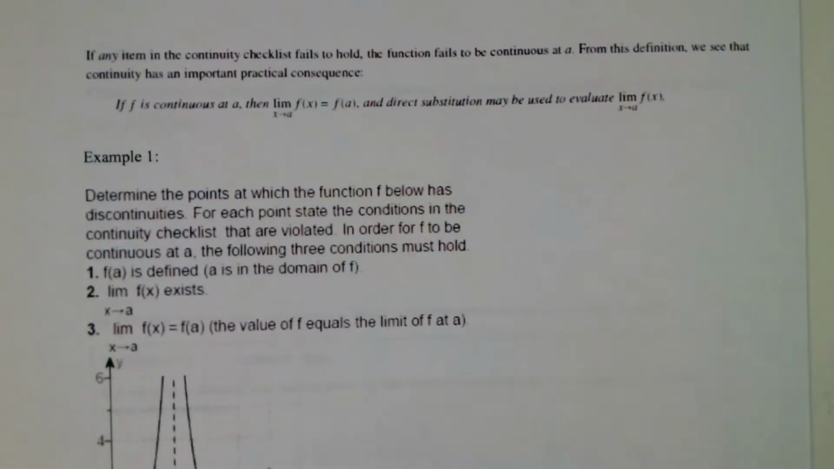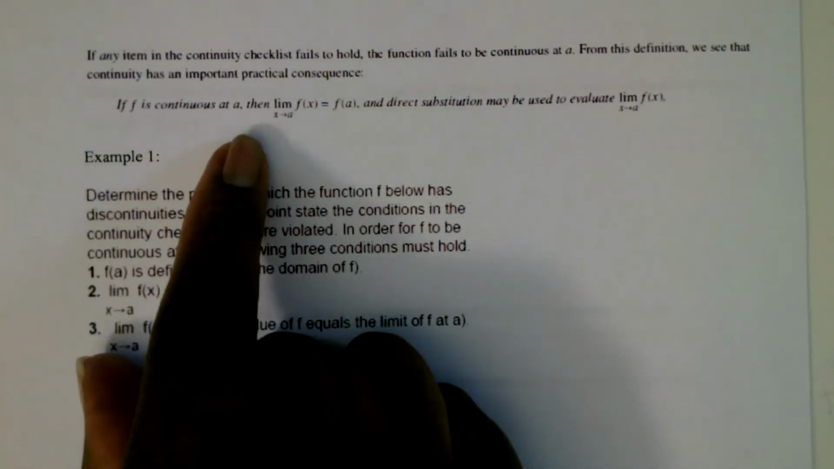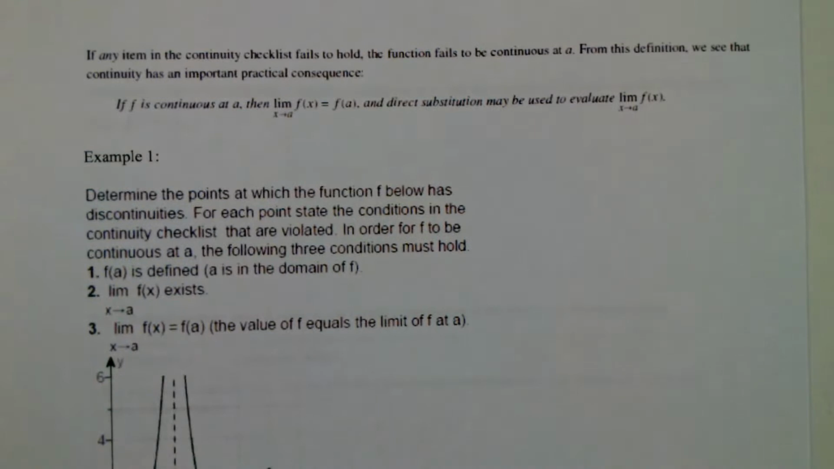Now on the next page, it says this: if any item in the continuity checklist fails to hold, the function fails to be continuous at a. And from this definition, we see that continuity has an important practical consequence, and it's this: if f is continuous at a, then the limit as x approaches a of f of x equals f of a, and direct substitution may be used to evaluate the limit as x approaches a of f of x.